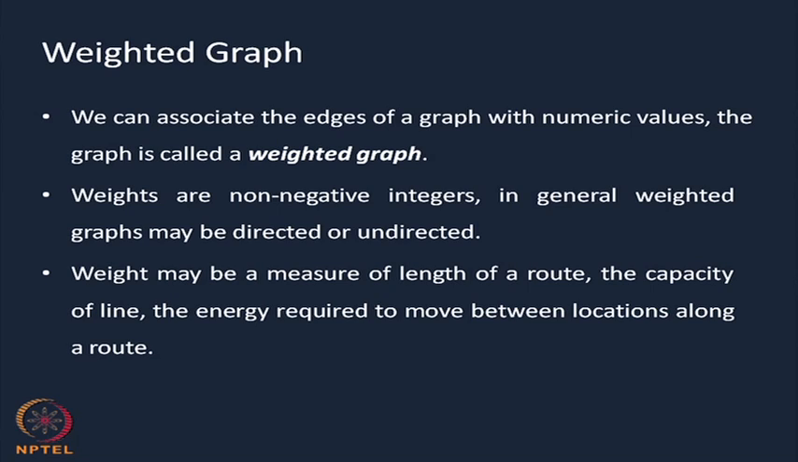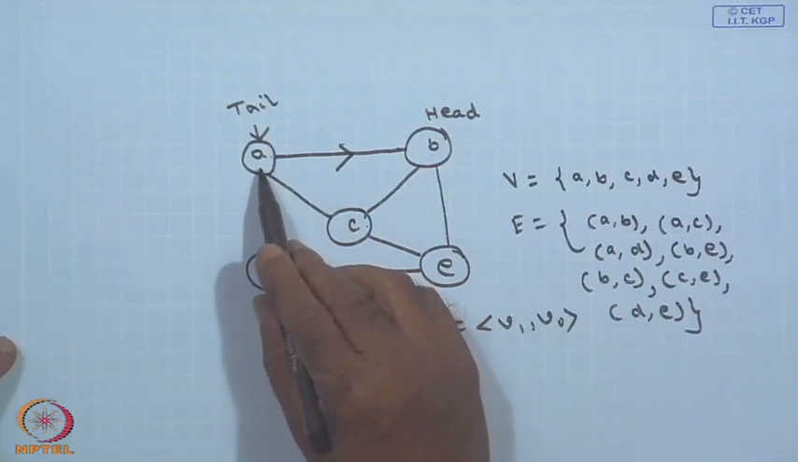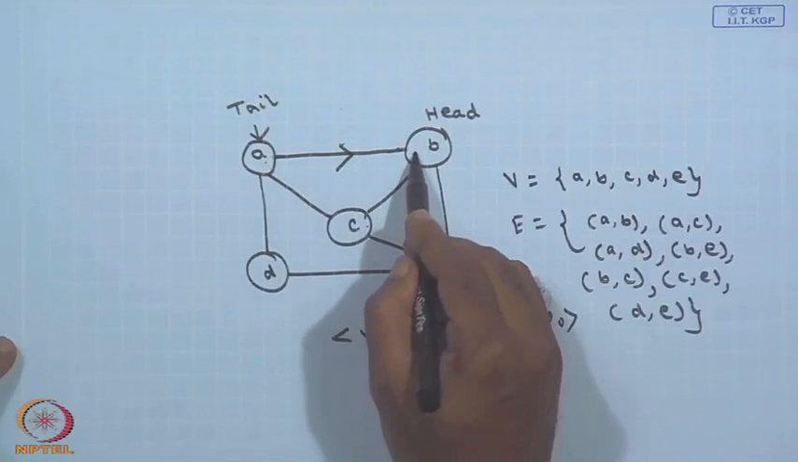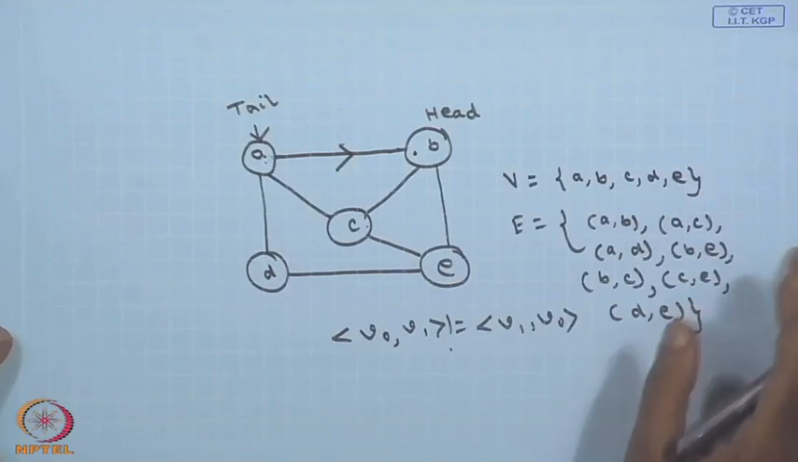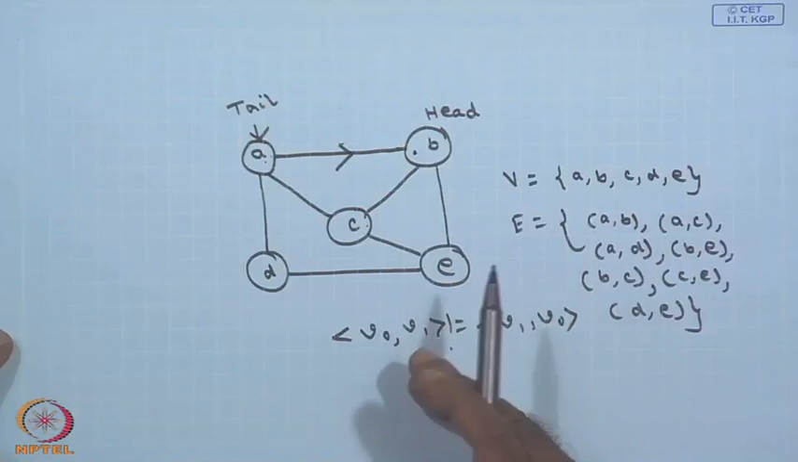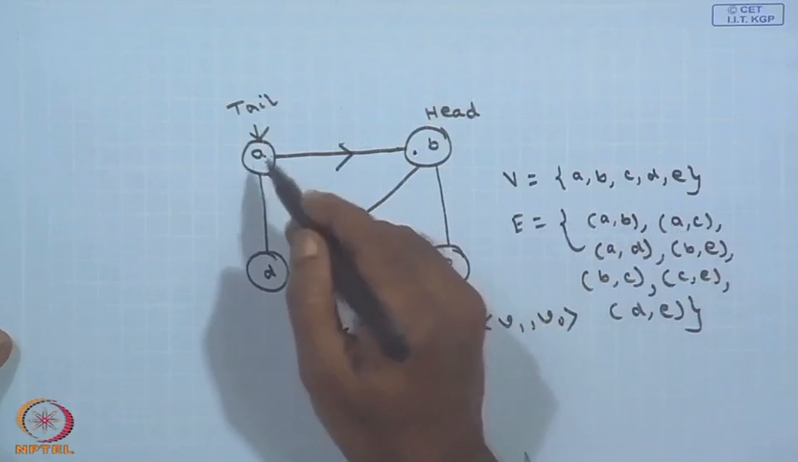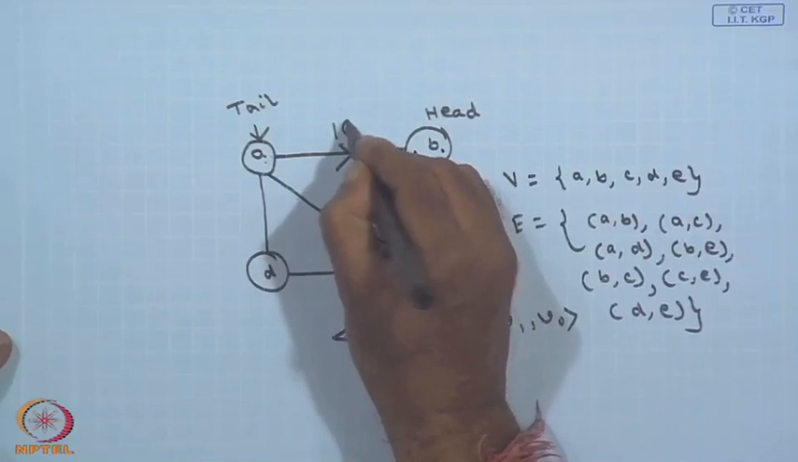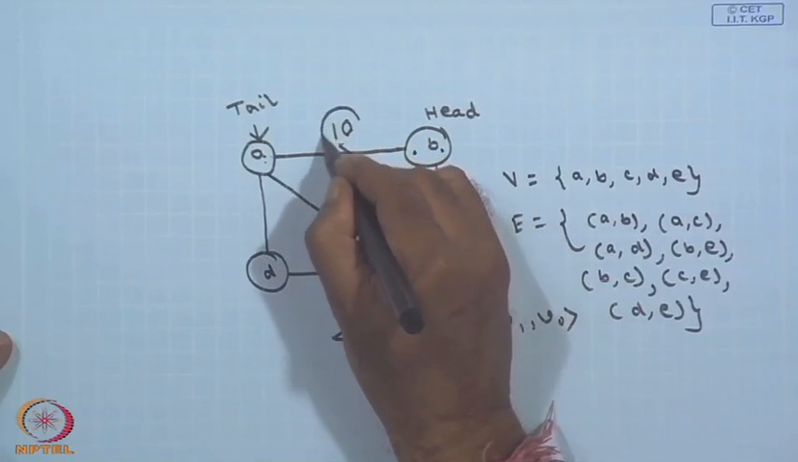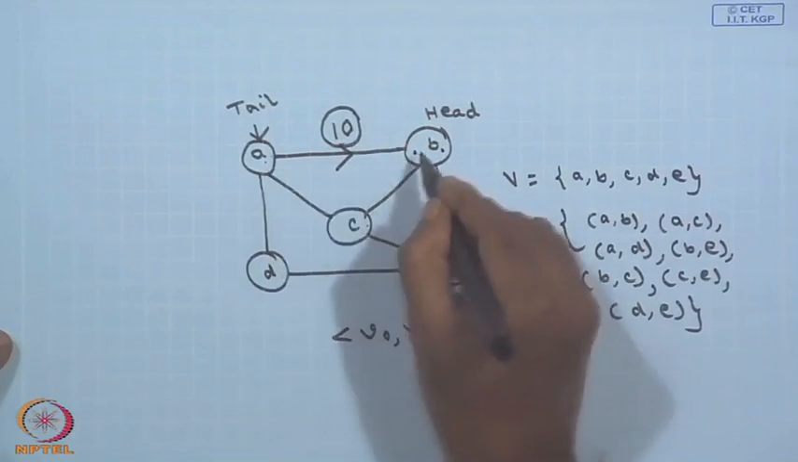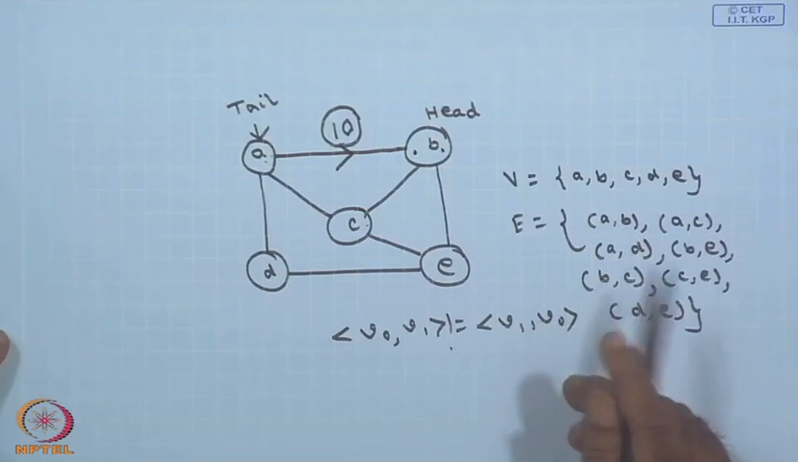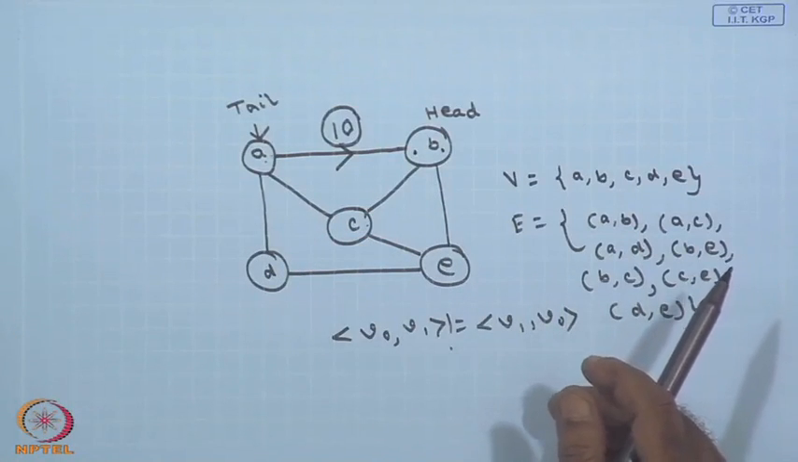Or in other words, what is a weighted graph? If you see this figure, to move from A to B you have to spend some time, some cost or some labor, whatever it may be, to go from vertex A to vertex B, and that amount may be say 10 units. Whenever you put these 10 units, we call it a weighted graph. In this way I can put weights on each and every graph.